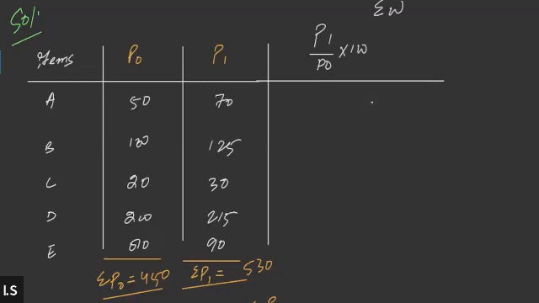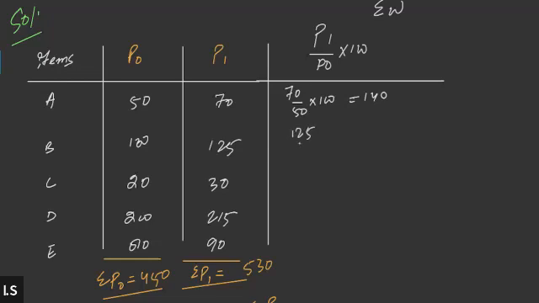We will be calculating the relative price of each commodity by comparing the price of both the years, 2020 and 2015. So for calculating the relative price, we will be dividing 70 by 50 into 100. So 70 by 50 into 100 will be 140%, right?